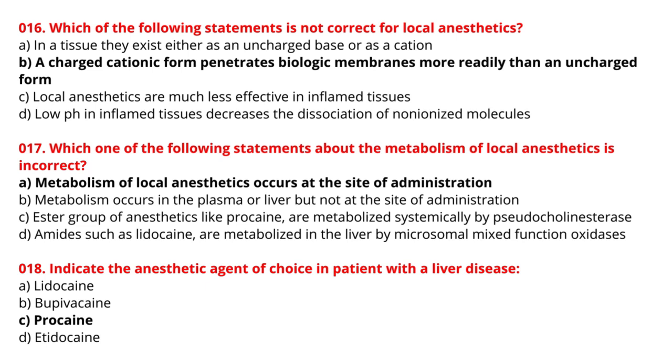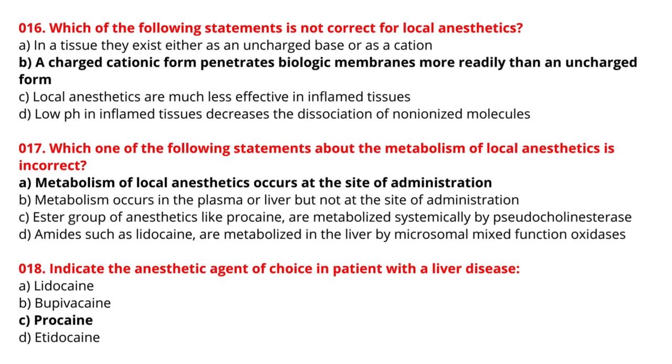017. Which one of the following statements about the metabolism of local anesthetics is incorrect? A. Metabolism of local anesthetics occurs at the site of administration. B. Metabolism occurs in the plasma or liver, but not at the site of administration. C. Ester group of anesthetics like procaine are metabolized systemically by pseudocholinesterase. D. Amides such as lidocaine are metabolized in the liver by microsomal mixed function oxidases. Answer is A.